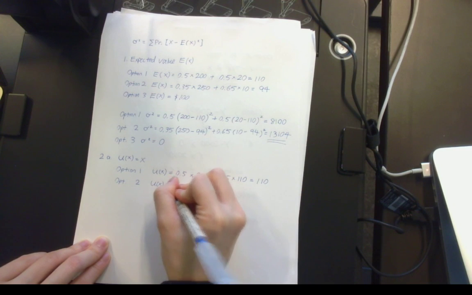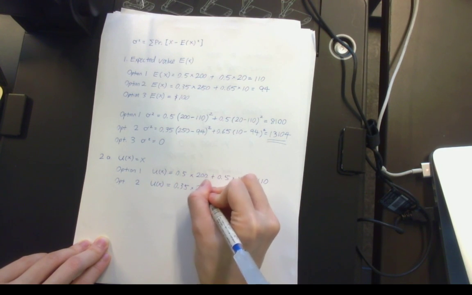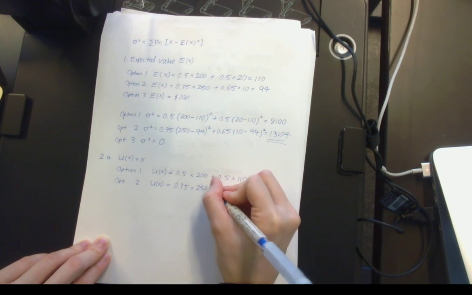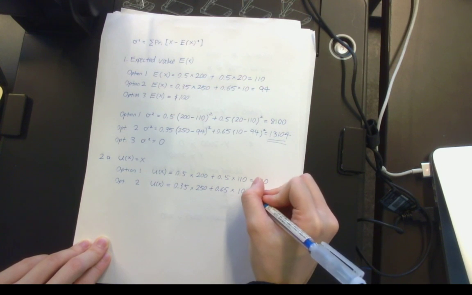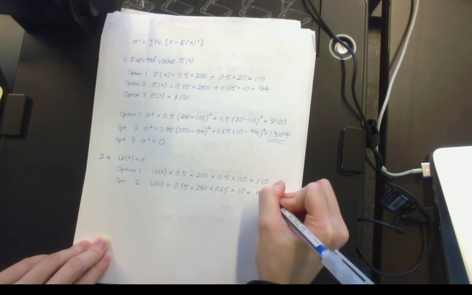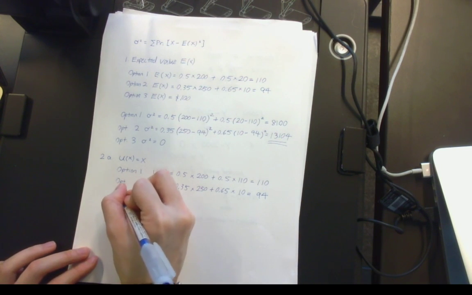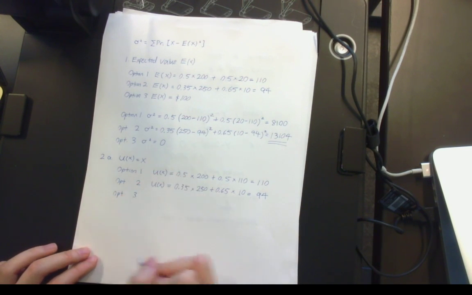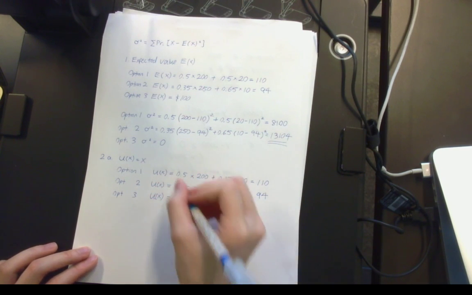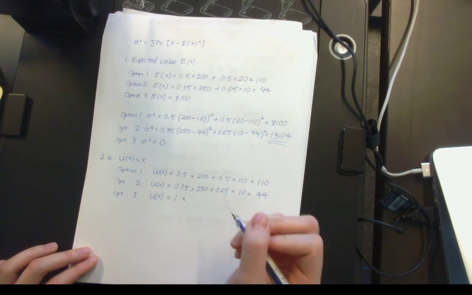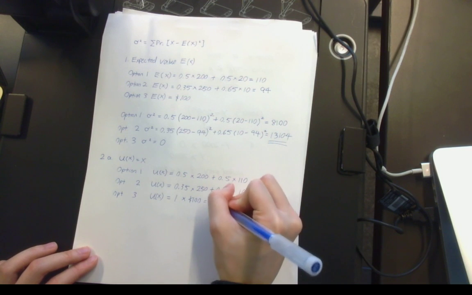For option 2, the expected utility is 35% times 250 plus 65% times $10, and that gives an expected utility of 94. Option 3, you basically have 1 times 100, and that gives you an expected utility of 100.